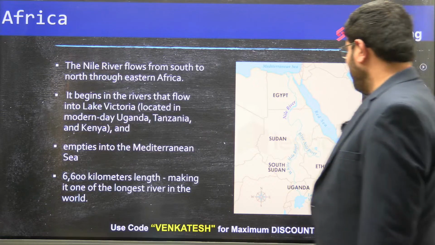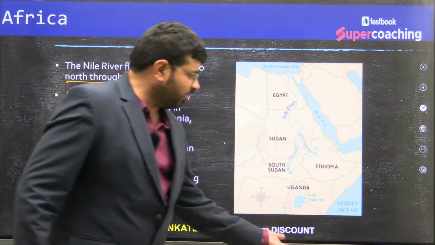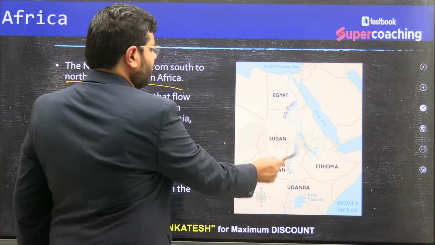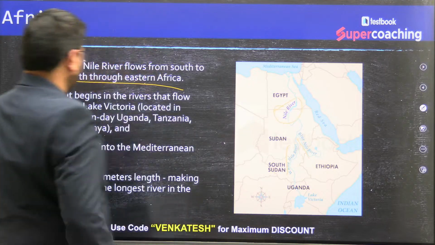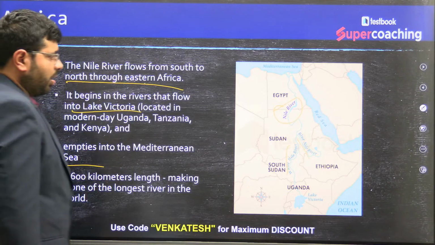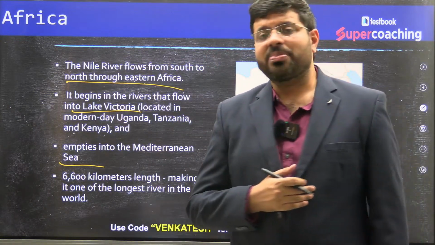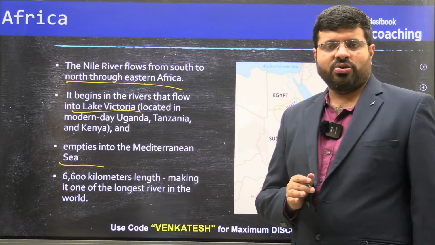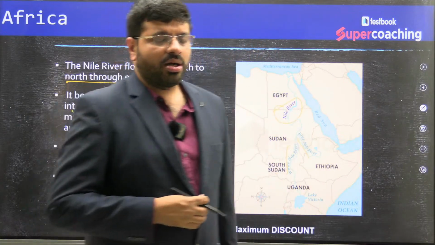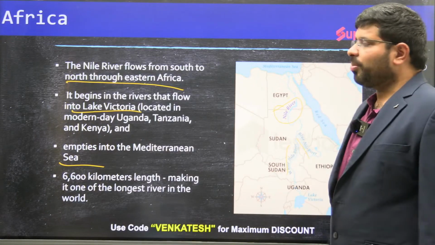Then the famous Nile River. When you talk about the Nile River, it flows from south to north. From the south towards the north, you can see Lake Victoria, the White Nile and the Blue Nile together forming the actual Nile. It begins in the rivers that flow into Lake Victoria and then empties into the Mediterranean Sea. And one important thing about River Nile is it is regarded as the river which has helped Egypt not turn into a desert. So the agriculture and the ancient civilization of Egypt are all thanks to the resources and water availability of the river Nile. That is the prominent point I want you to remember.